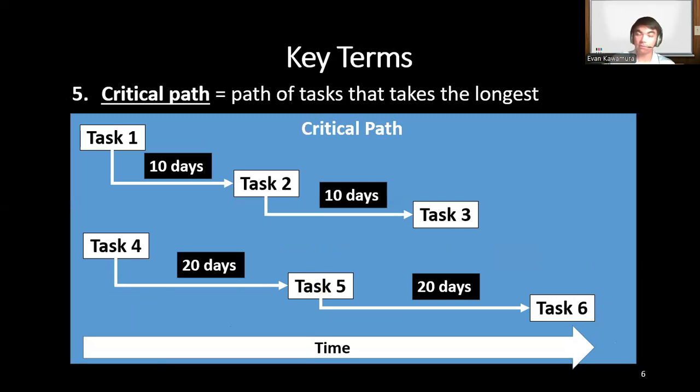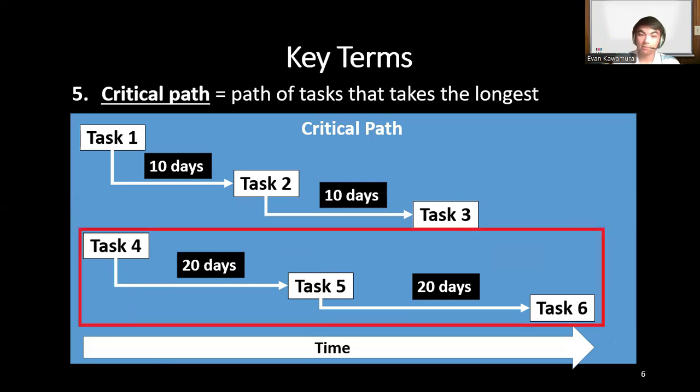This is the path of all the tasks that's going to take the longest to complete. Here I have drawn two different paths. We have tasks 1, 2, and 3 at the top, and tasks 4, 5, and 6 on the bottom, with time marching forward to the right. Of these two paths, which one is going to take longer? Well, obviously the bottom one, tasks 4, 5, and 6.